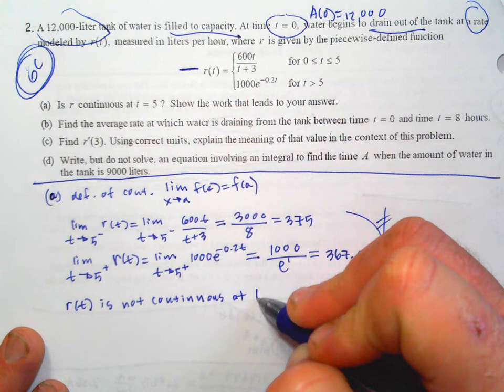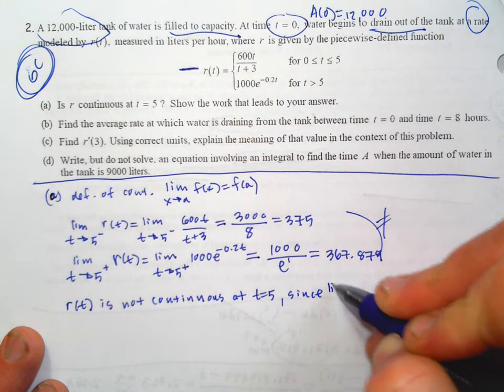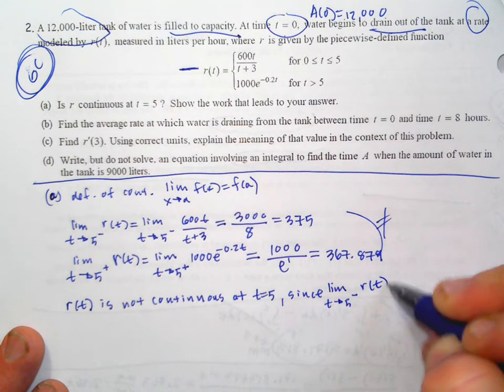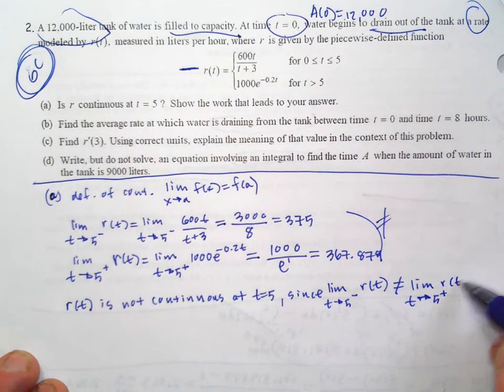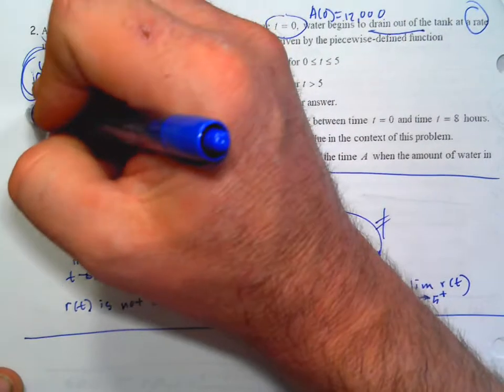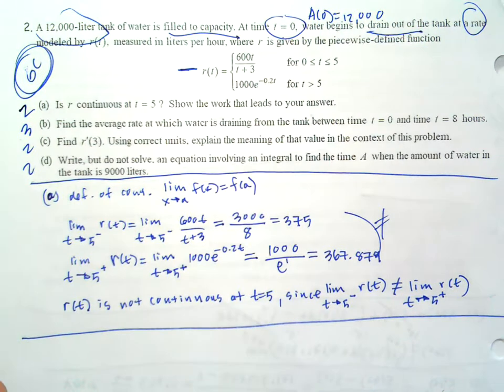at t equals 5 since the limit as t approaches 5 from the left-hand side of R of t does not equal the limit as t approaches 5 from the right side of R of t. So there you go. So the point breakdown on this one's going to be 2, 3, 2, 2. Well, let me see if I have what the point breakdown would be on this one.